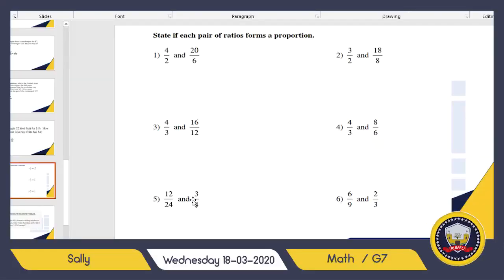I will just cross multiply. 12 by 4 is 48. 24 by 3 is 72. Of course, these two numbers are not equal. So these two ratios are not proportion.